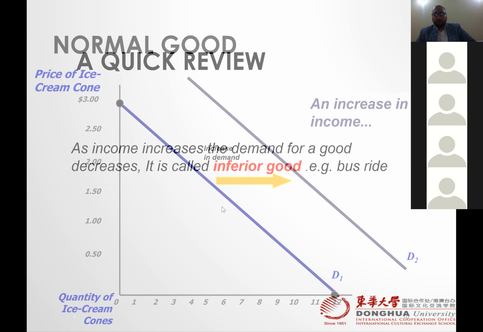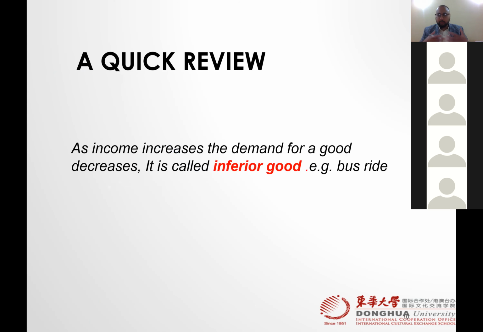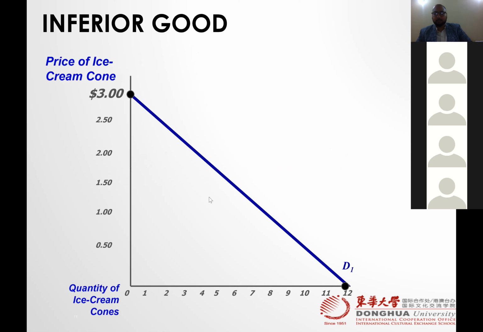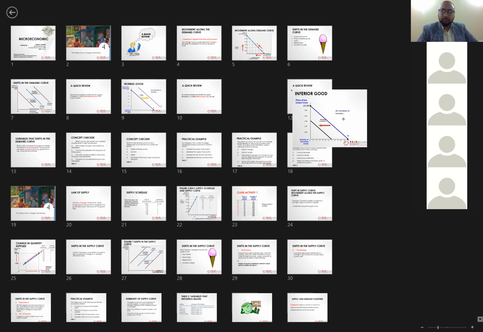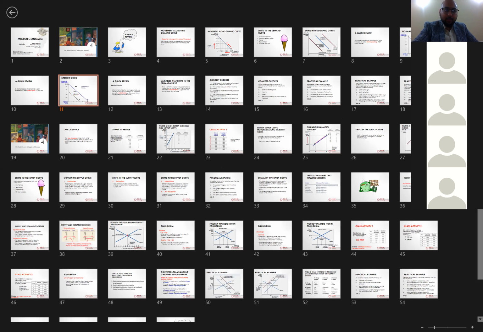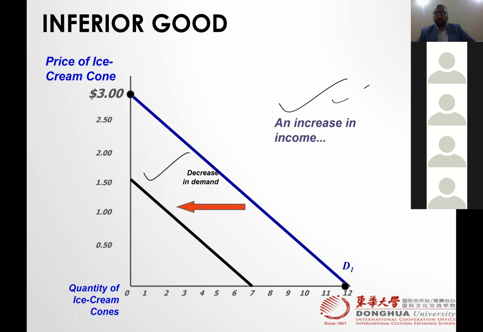And what are inferior goods? Inferior goods means when our income rises, or consumer income rises, what happens? We start consuming less of that product. So an inferior good causes a shift in demand, yes, but a shift to the left, okay? So an increase in income causes a decrease in demand, right?